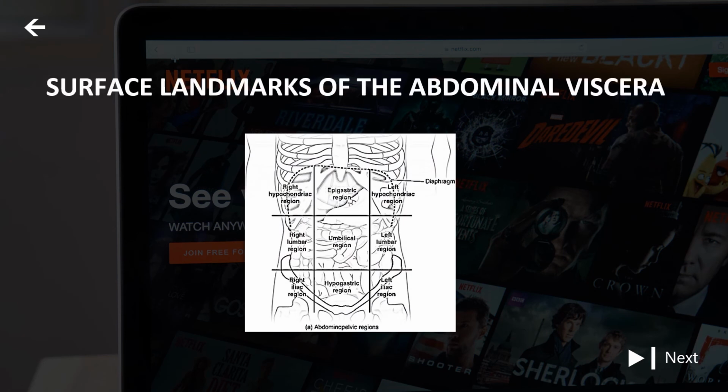Surface landmarks of the abdominal viscera. It must be emphasized that the positions of most of the abdominal viscera show individual variations as well as variations in the same person at different times. Posture and respiration have a profound influence on the position of viscera. The following organs are more or less fixed and their surface markings are of clinical value.